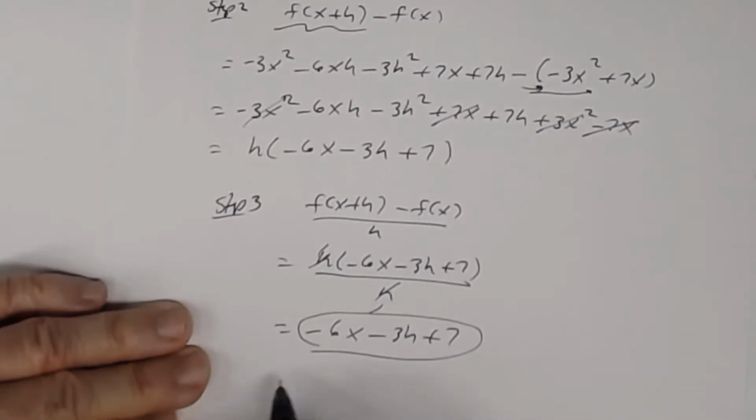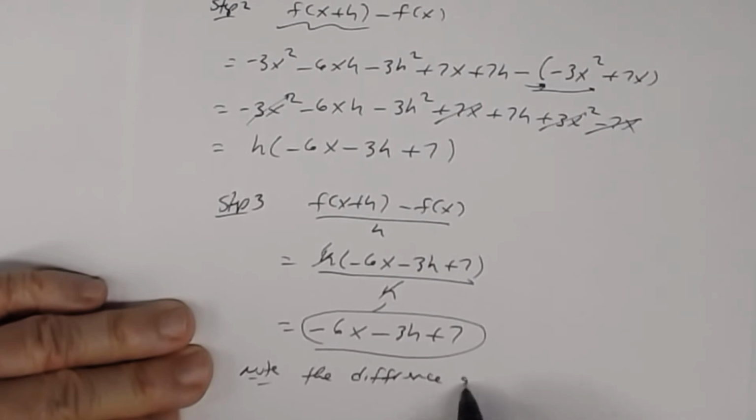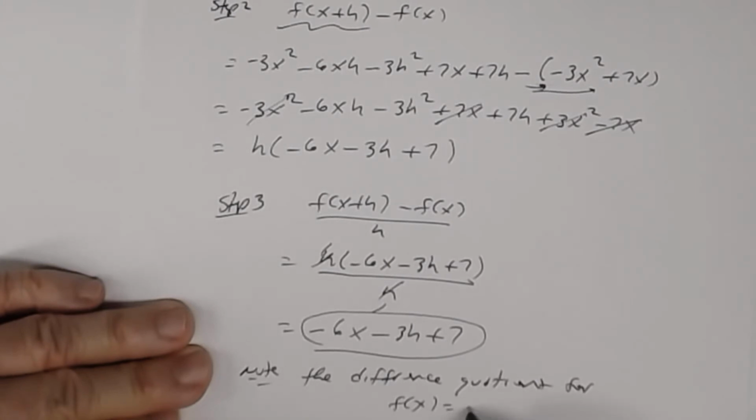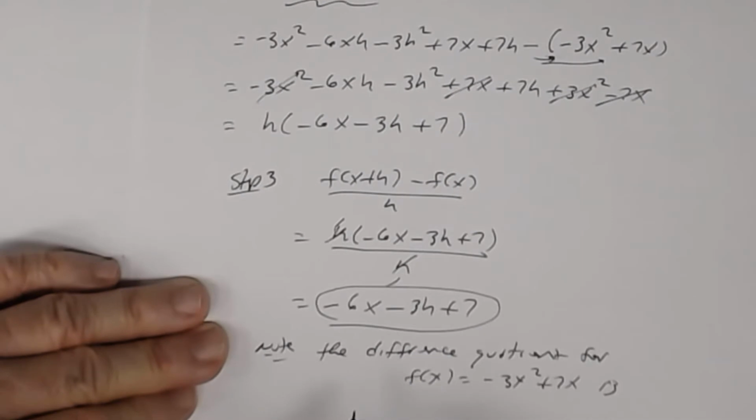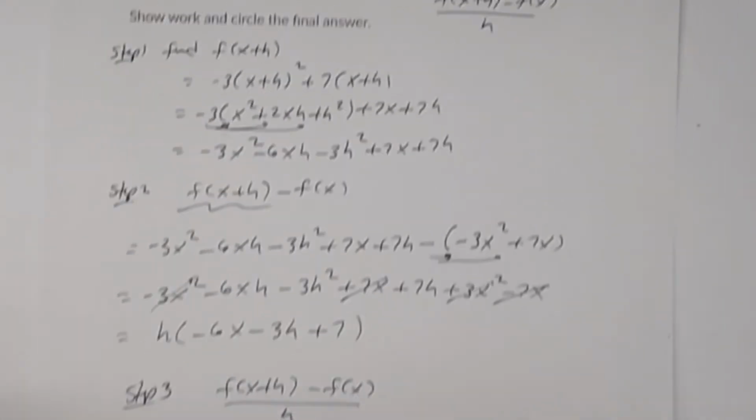So that is a difference quotient, so note the difference quotient for f of x, which equals negative 3x squared plus 7x, is this right here. So it is negative 6x minus 3h plus 7. Okay? All right, so that was number 6.